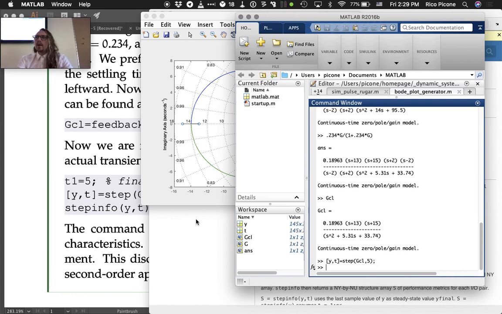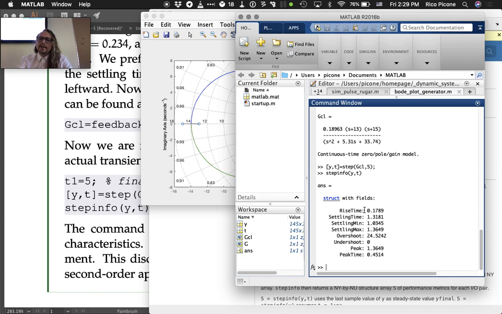So now I've got my step response. And now we can do stepinfo of y comma t. And it tells us the rise time, the settling time, percent overshoot, etc. So we're looking for a percent overshoot of 20. We got 24.5. It's a little high, right? It's because it was just an approximation, this 20% overshoot line. So we're going to have to adjust this gain.